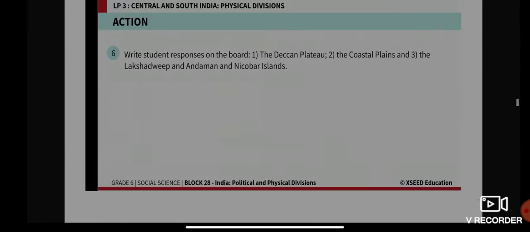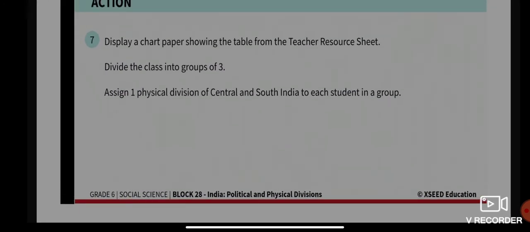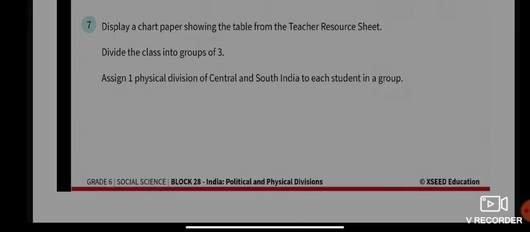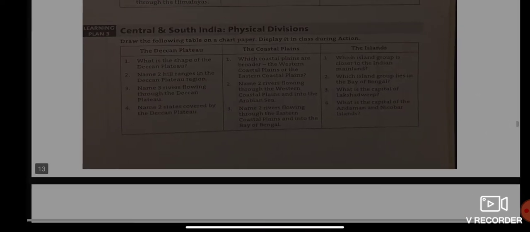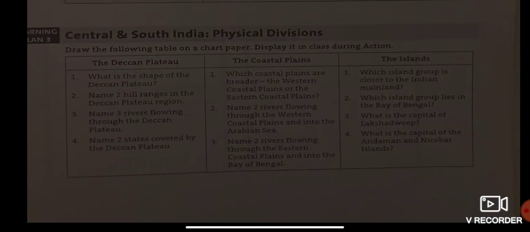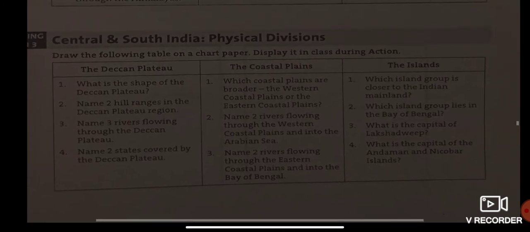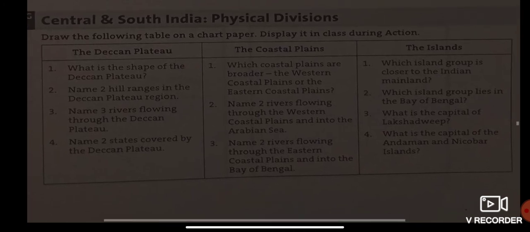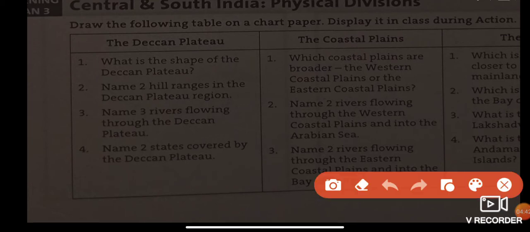Now I will show you a chart from the resource, and what you have to do is find the physical features of Central and South India from the chart. So this is the chart. I'll read it for you, please listen carefully. This is the physical division of India: the Deccan Plateau, coastal plain, and the islands. First of all, let us learn the Deccan Plateau.